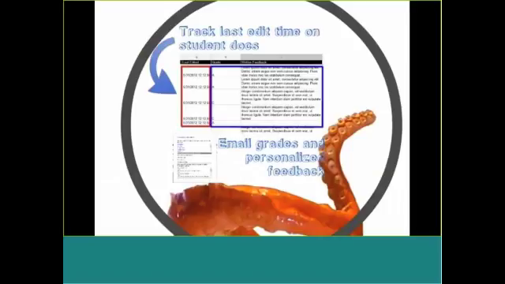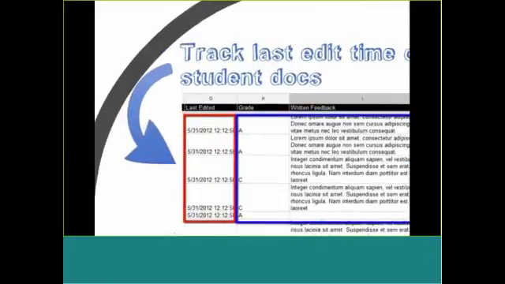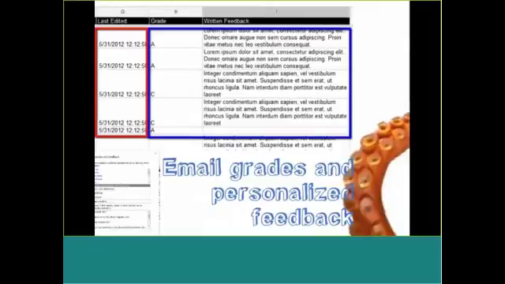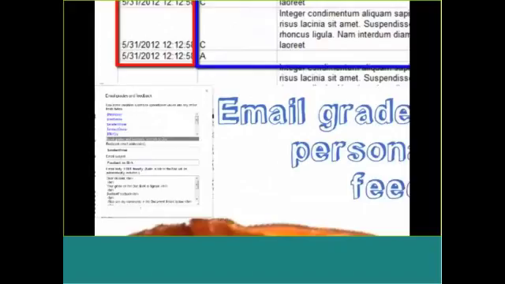The Doctopus looks at student docs every five minutes and retrieves a timestamp for the last edit made on the doc. This allows teachers to closely monitor student progress and intervene where necessary. The teacher can also use the script to send emails that include grades, feedback, or any other personalized data one might store in a labeled column in the spreadsheet.